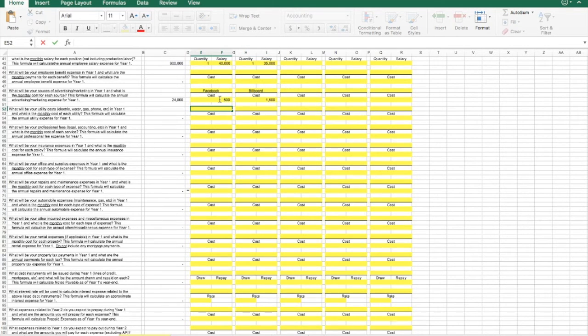Utility costs, maybe utilities are included in my rent, so I don't pay anything, so I can just leave those blank. Professional fees, maybe I've got an accountant I'm working with or a lawyer, who maybe I pay a retainer to, who knows. Insurance expenses, and these are the kind of expenses where the judges do want to see that you know something about what these costs are going to be like.